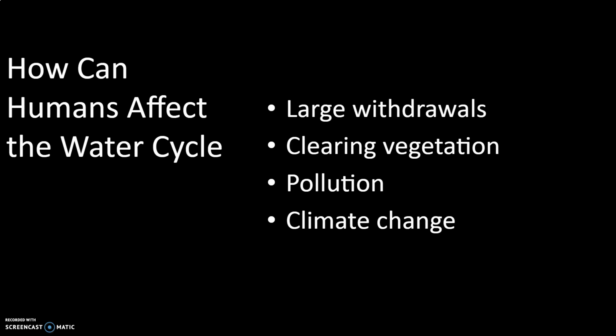Clearing vegetation. Vegetation is really good as far as storing and gathering and holding water. Polluting it, making it not as usable. And then just a very gentle term in regards to climate change, just changing conditions that have allowed the water cycle to do what it always has.